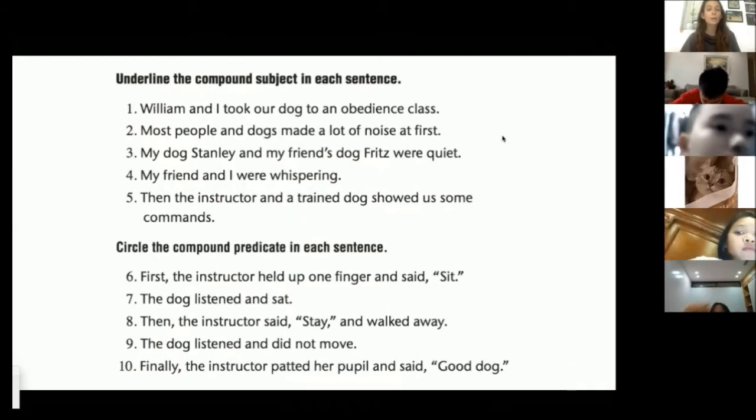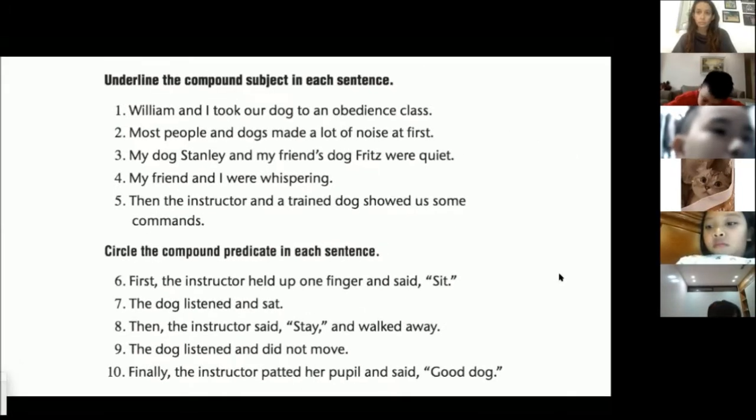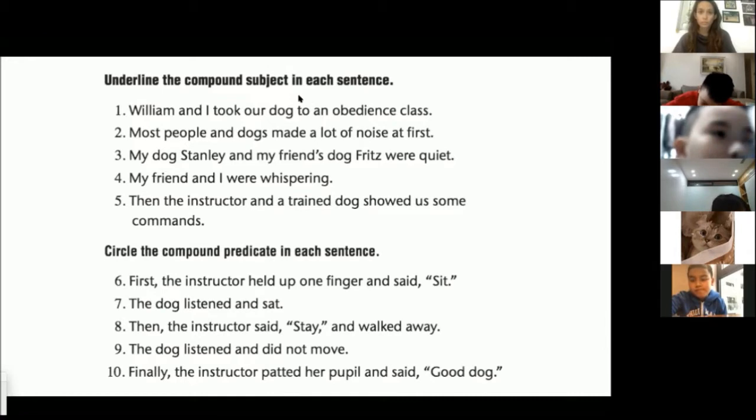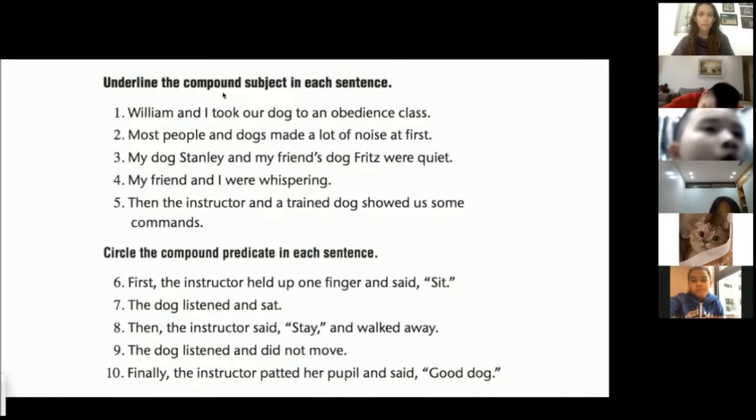Let's underline the compound subject in each sentence. Williams and I took our dog to an obedience class. Okay. What is our compound subject here? Williams and I. Good job. So we have two subjects, William, subject 1, I, subject 2, and our joining word "and."